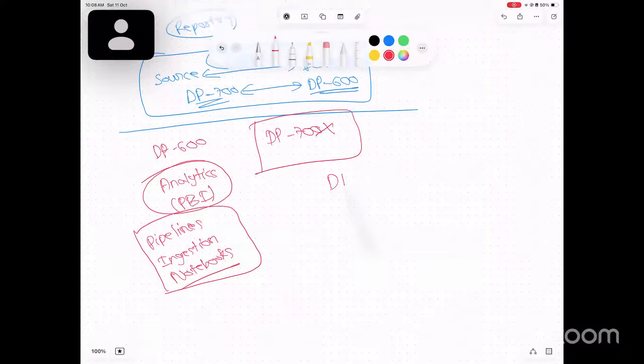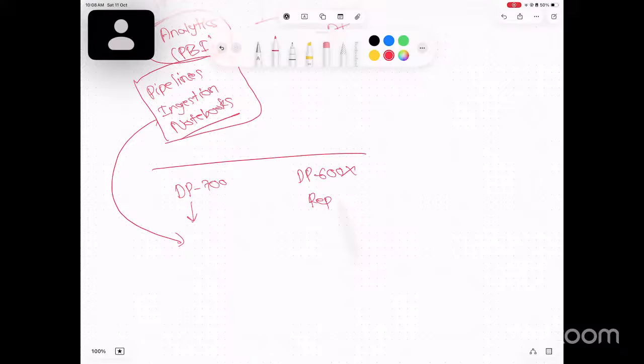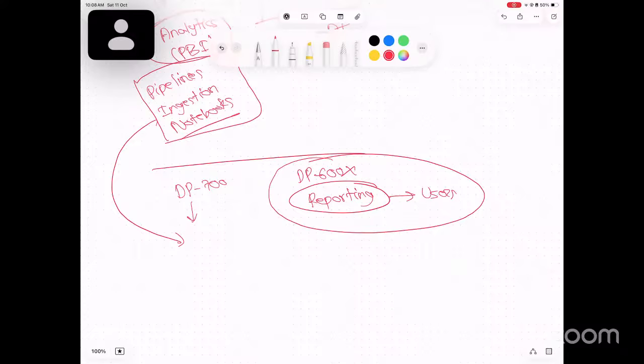Again, let's talk about the opposite. You cleared only DP700, but you didn't clear DP600. Now here you will cover all these things, pipelines, ingestion, notebooks, and everything, but you will miss out on reporting. So reporting means these are the reports which are directly consumed by the users. So if you don't clear DP600 or if you don't touch this part, you will be working only on the back end. This is front end.